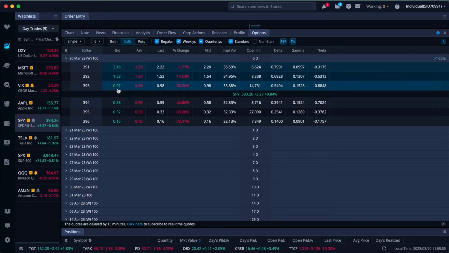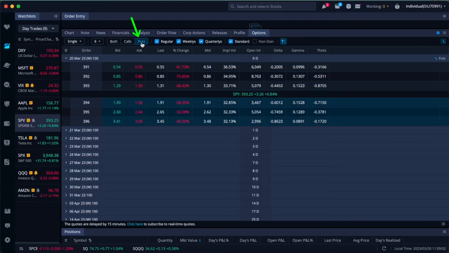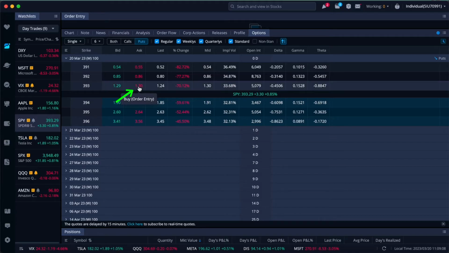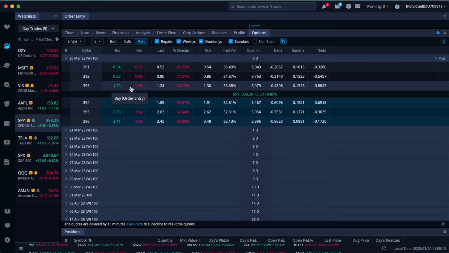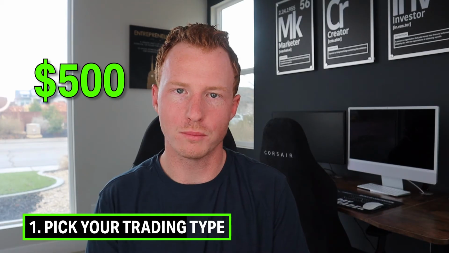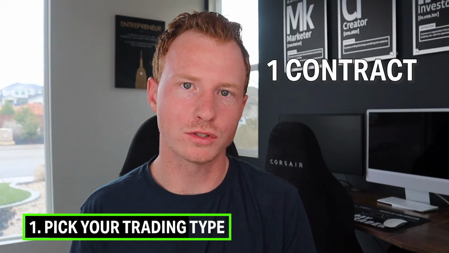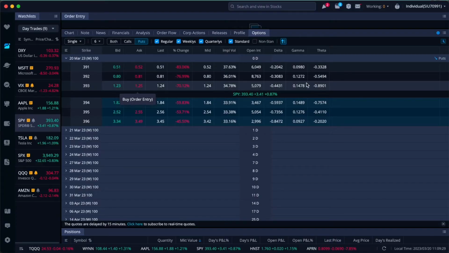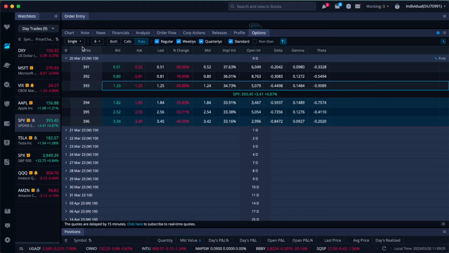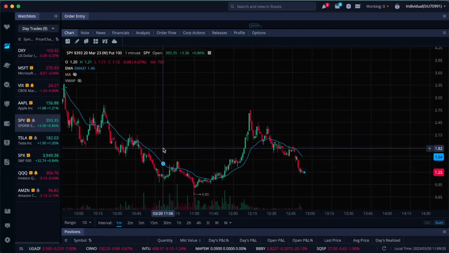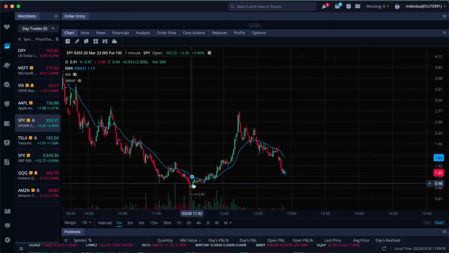So let's say we want to trade puts right now. As we can see, if we go a little bit out of the money, these contracts are $1.30, which is actually $130 apiece. So if you have $500, you can easily buy 2 contracts for your trade, or even 1 contract, which would cost you $130, right? And you can see if I actually click on these contracts, we'll actually go to the chart for these contracts. Let's go into where we actually open.